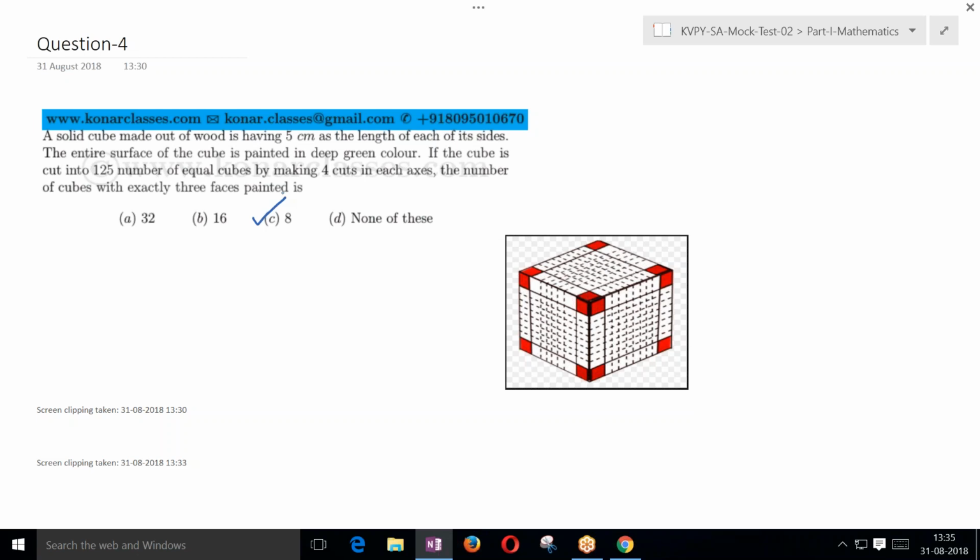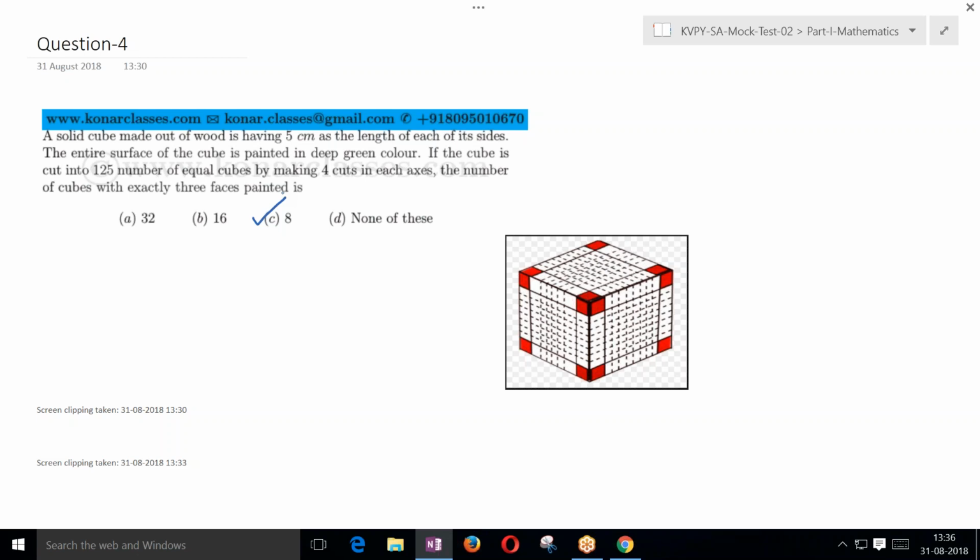Now it may be possible that the same question is modified like this: how many cubes are there with two sides painted? How many cubes are there with four sides painted? How many cubes are there with no side painted? How many cubes are there with only two sides painted? For that, there are different formulas and concepts. Today we do not have time, it is already 10:30. So we'll discuss this in detail some other day.